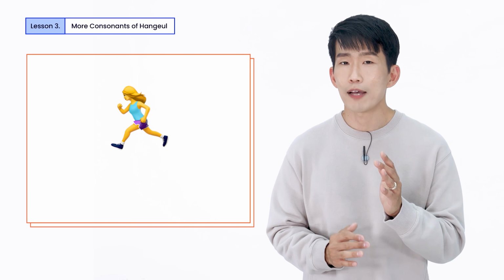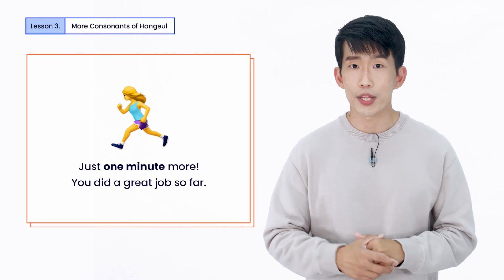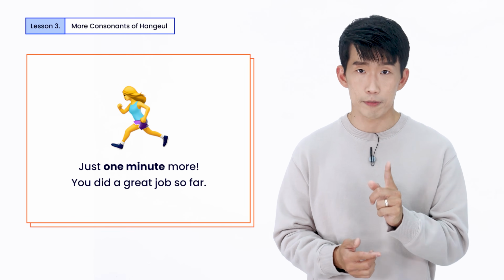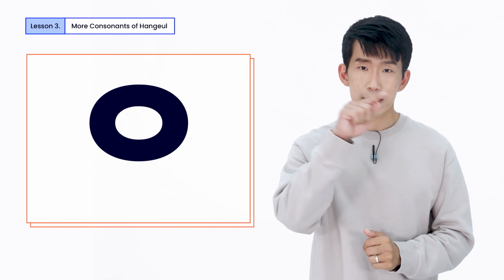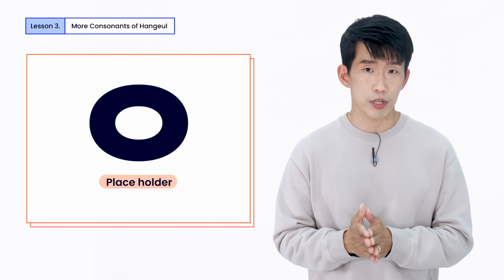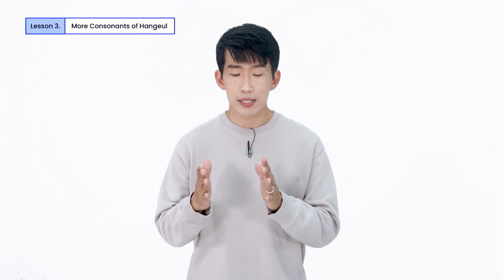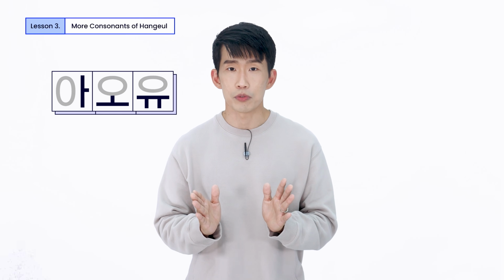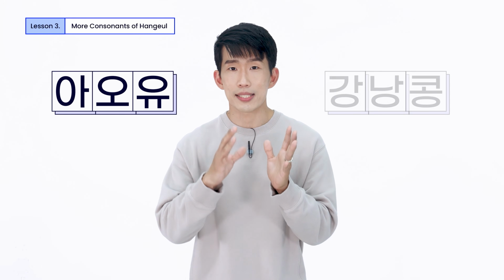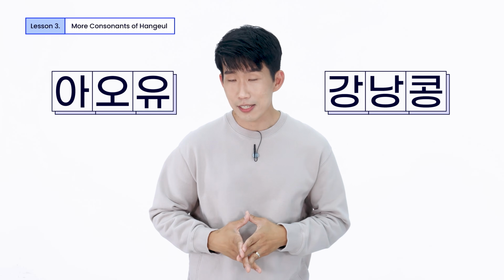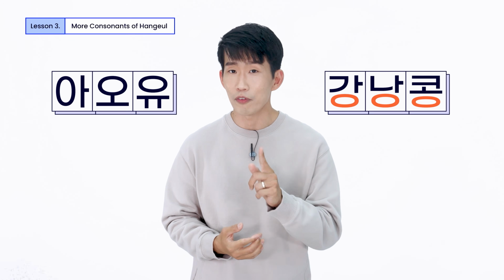Awesome. So now we have just one more pair of consonants to learn in this lesson, and you already know one of them. It's the circle. It's the circular shape placeholder consonant called 이응. Do you remember this one? When it is at the beginning of a syllable, it has no sound value. So it just shows you that a consonant should be there. But when it's at the end of a syllable like this, it does have a sound value, but we'll cover that later. So 이응 for now is just an empty sound.